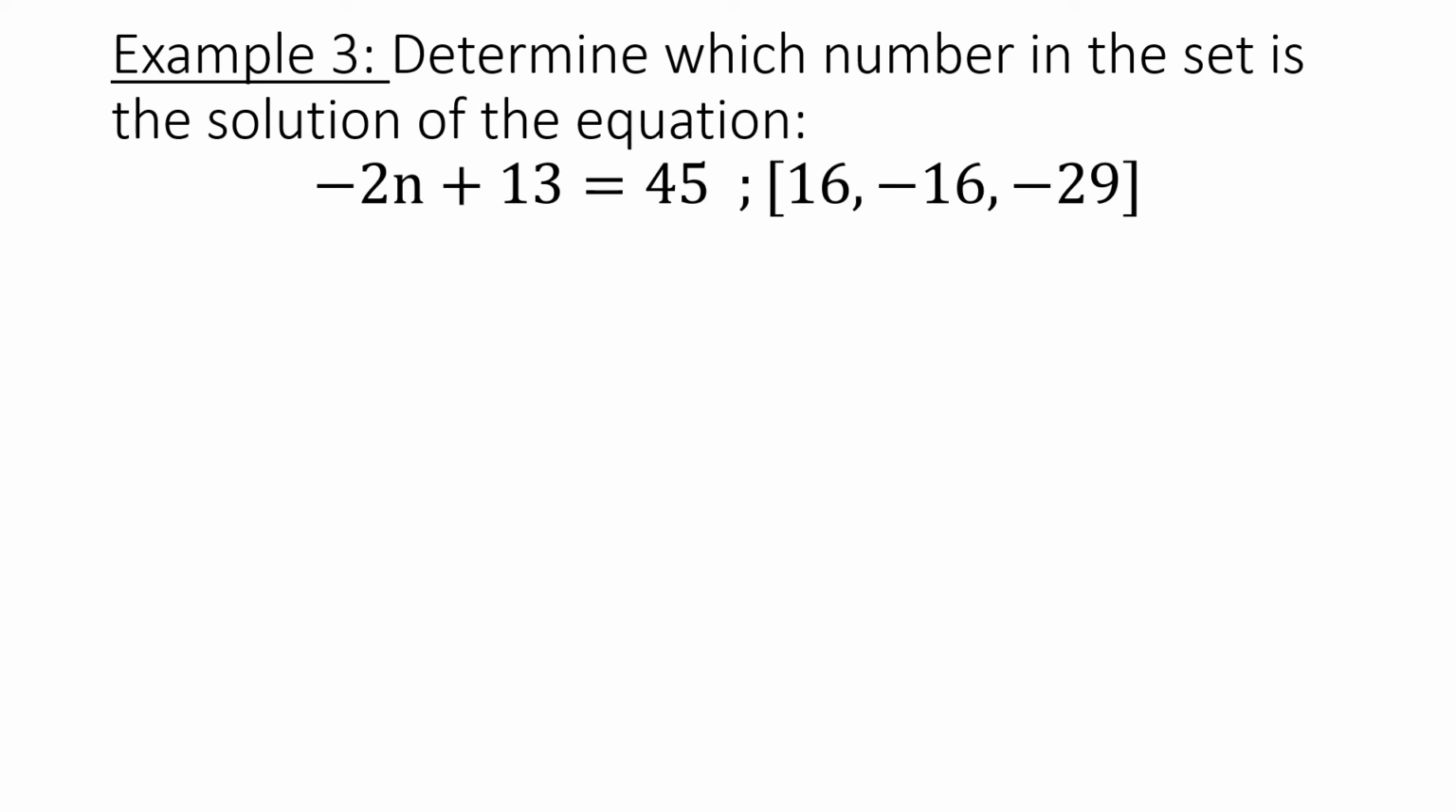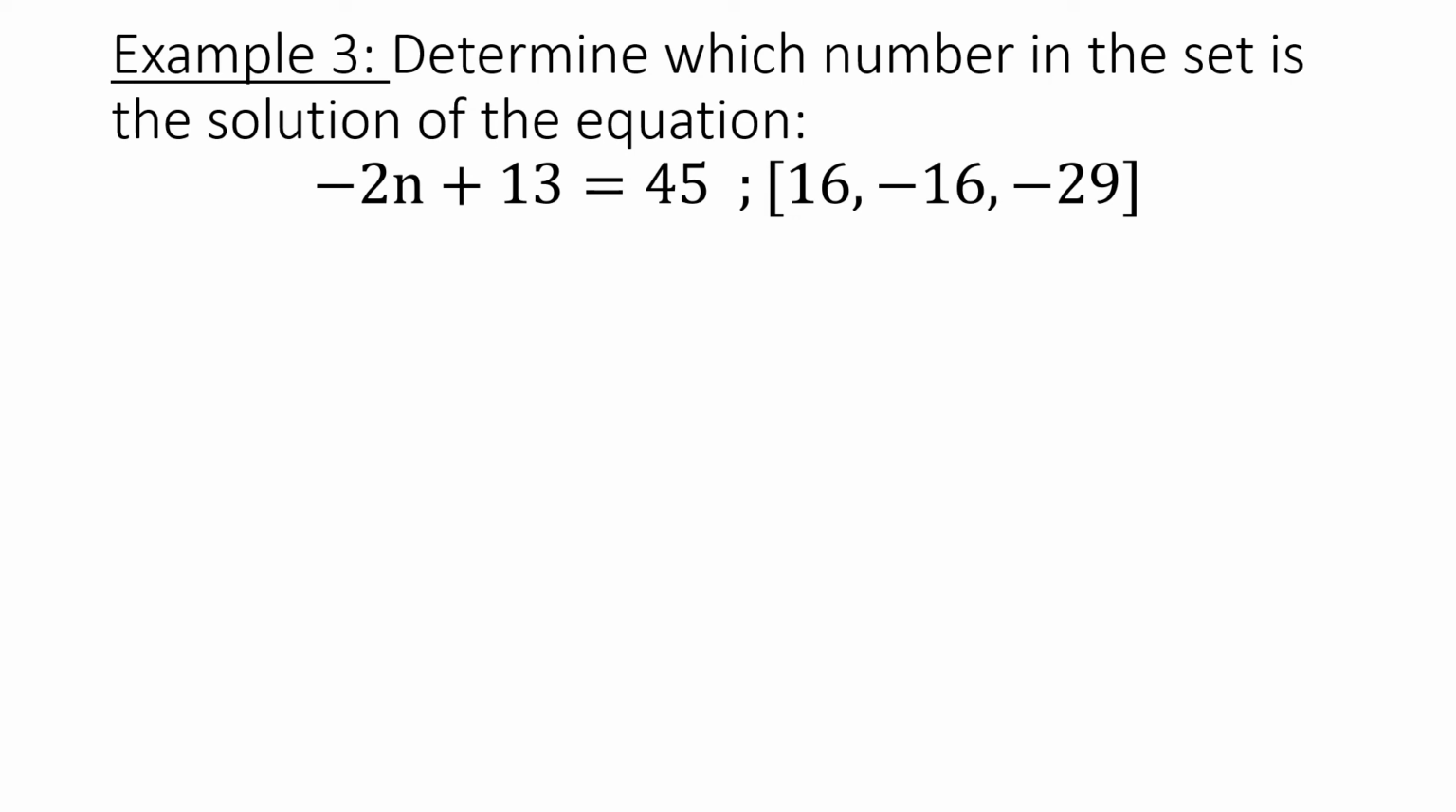All right, last example, example 3. I have -2n plus 13 is equal to 45. I have three numbers, 16, -16, and -29. I want to substitute each of those in separately, n for n, to see which one is going to give me 45, and that would be the solution of the equation.